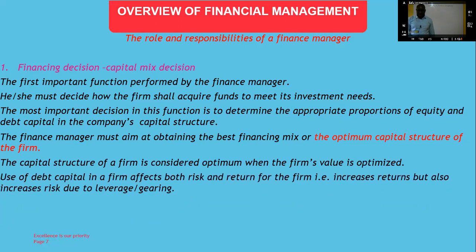Use of debt capital in a firm affects both risk and return for the firm. Debt capital increases the returns of the firm because it gives the firm the ability to do projects which it would not have done if it relied only on its own sources of capital. But debt capital also increases risk due to leverage or gearing. Because of the high gearing ratio, there is a risk.